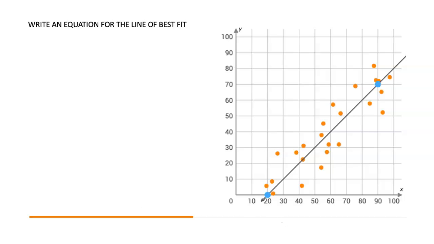Today we're going to be looking at writing an equation for the line of best fit. So remember, the line of best fit is the line that we draw in the middle of a scatter plot that we can use for predictions. Just to kind of talk about it, here I have a positive association. It is headed uphill. It is linear.